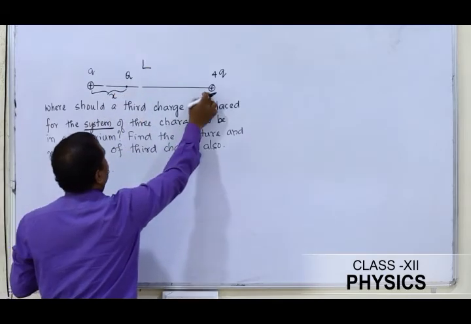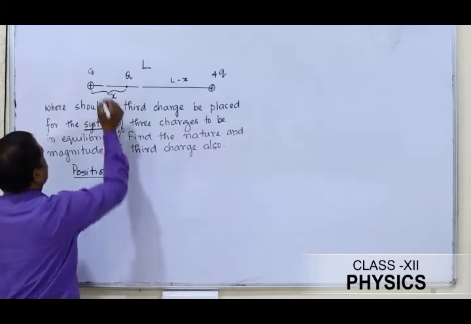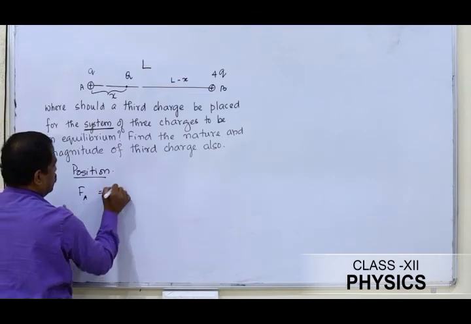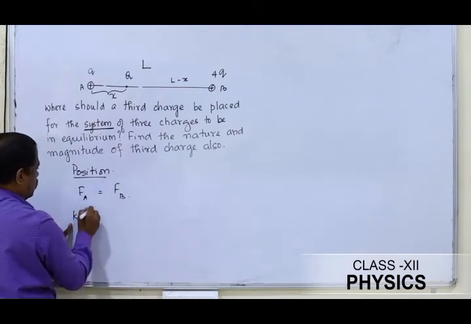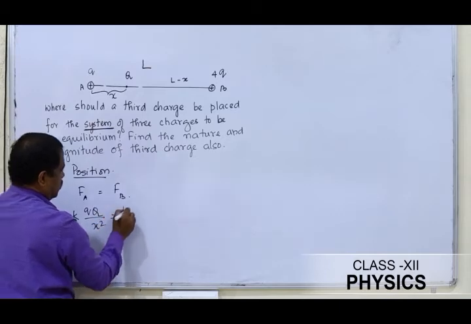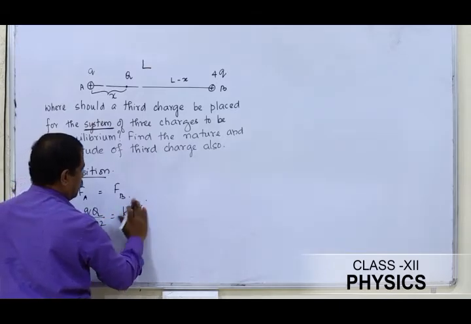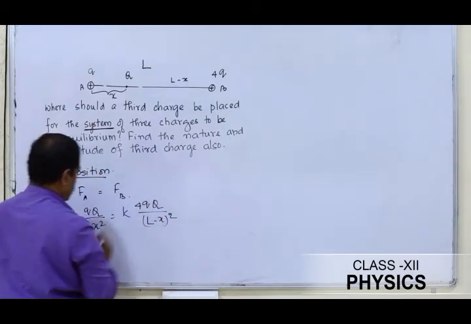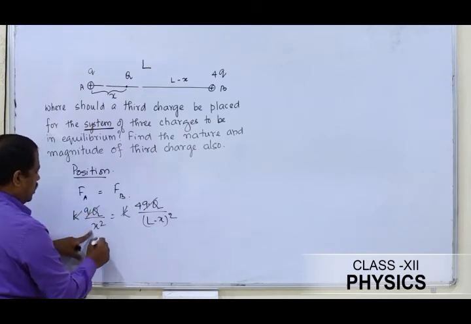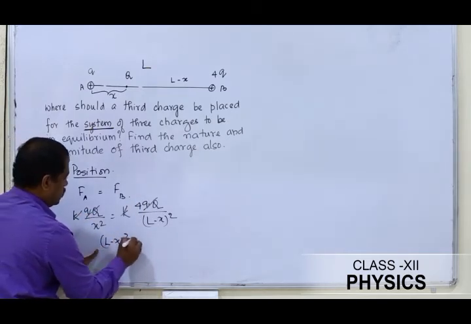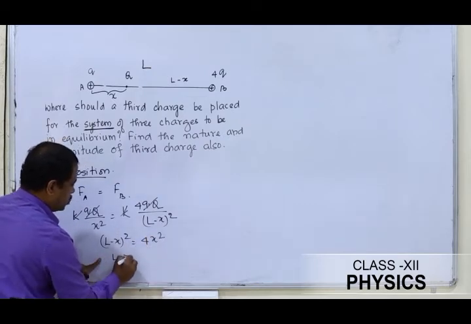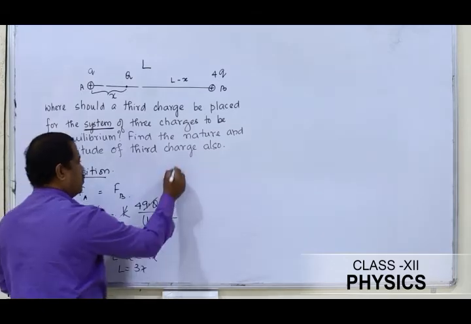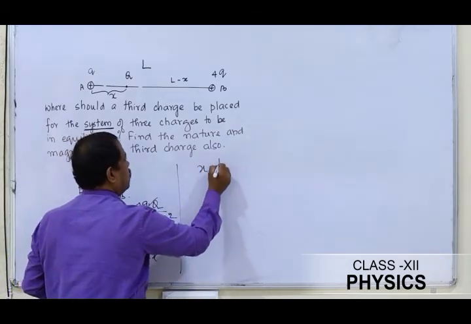So then this will be L minus x, this distance, and therefore if this is the charge placed at A, this is placed at B, so FA is equal to FB, which is K into product of the two charges divided by distance square, is equal to K into 4Q into capital Q divided by distance the whole square, and this gone, K gone. We are left with L minus x the whole square is equal to 4 times x square. Taking square root, L minus x is equal to 2x, or L will be equal to 3x. Otherwise, we get x is equal to L by 3.